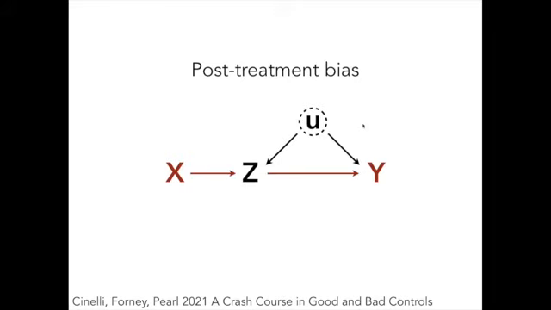Here's one that we call post-treatment bias. Usually the idea is Z is, what do you call this, mediator? Yeah, on the path between X and Y. Sorry, I've never had a psychology class. I just have to pretend that I understand these words.